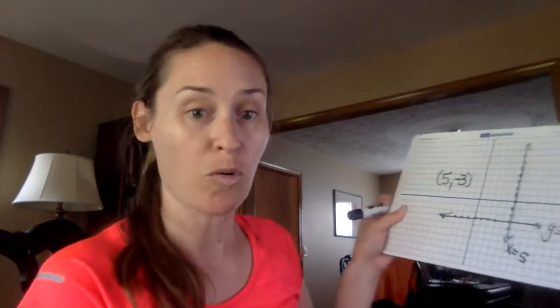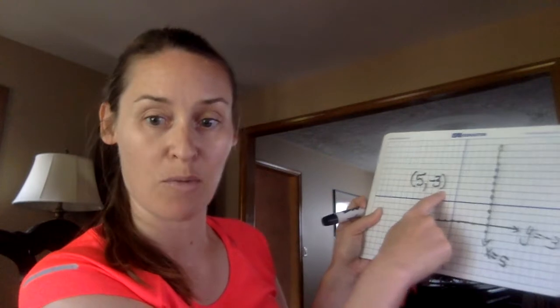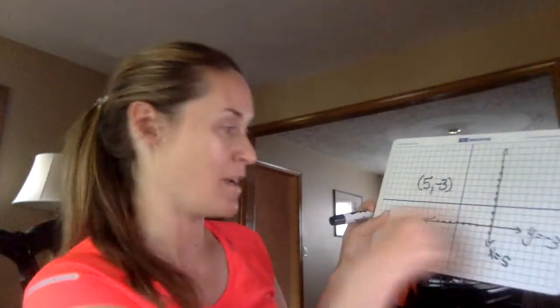Now you might have known a while ago, well, if my x is 5 and my y is negative 3, then they have to intersect at that point. That's wonderful, but I knew some kids might need to see it.